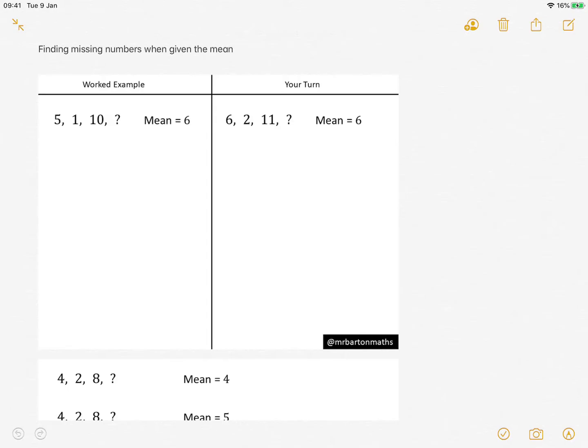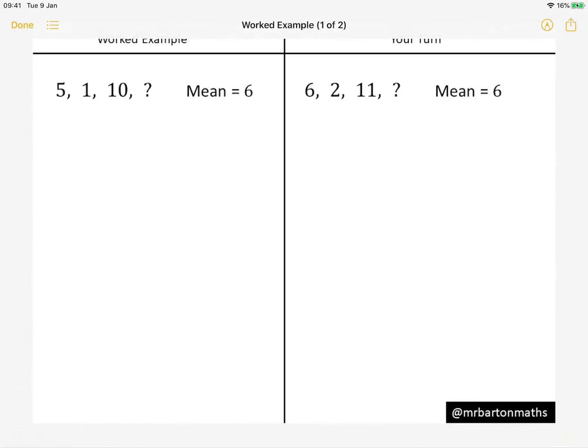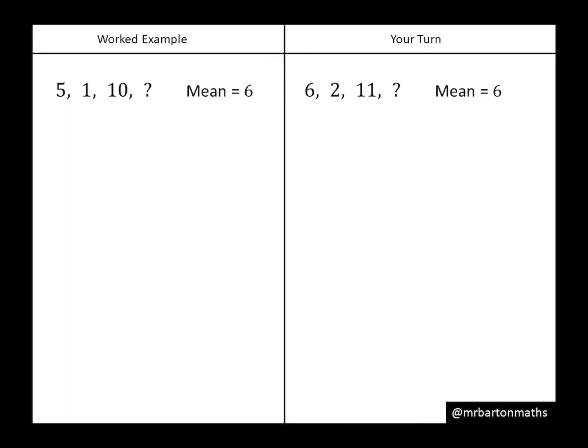Today's title is Finding Missing Numbers When Given the Mean. So we looked at mean, median, mode and range yesterday. Now we've been given the mean and we've got to find out what that data was. I'm going to do the worked example on the left, then you can copy it down in your book and then I'll give you a chance to have a go at your turn one.